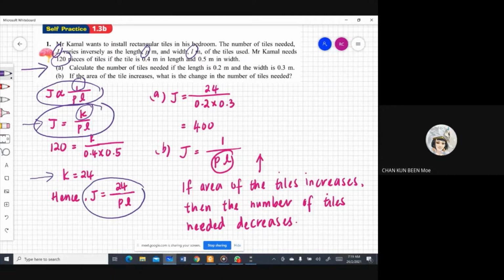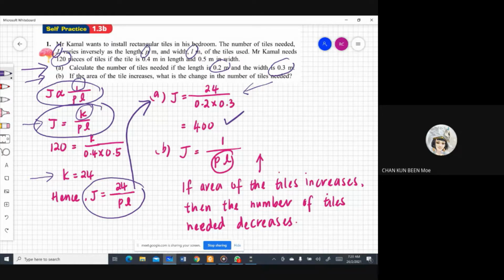Calculate the number of tiles needed if the length is 0.2 meter and the width is 0.3 meter. So you follow this equation that you got just now. Replace the length and the width as 0.2 and 0.3 like this. Okay, therefore you calculate it using calculator, you'll get 400. And for B, if the area of the tiles increases, what is the change in the number of tiles needed?